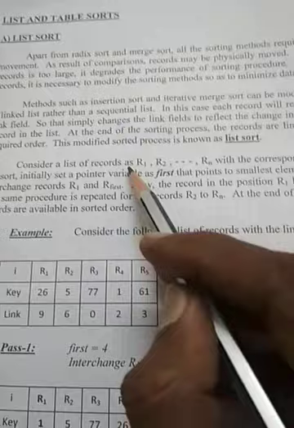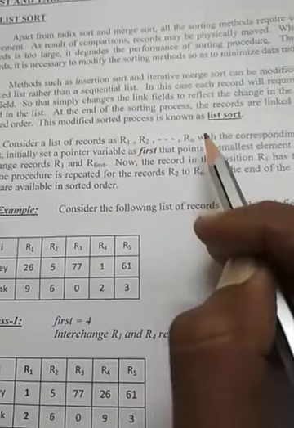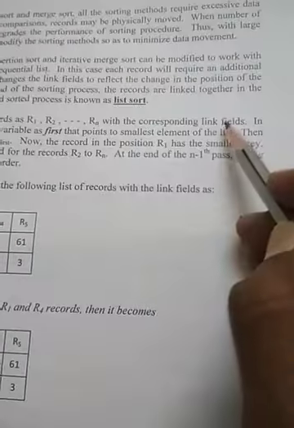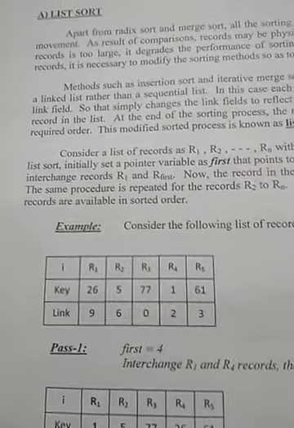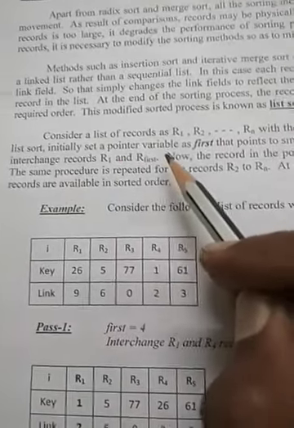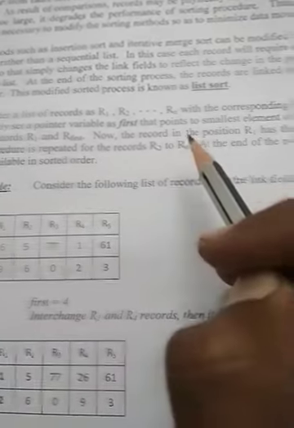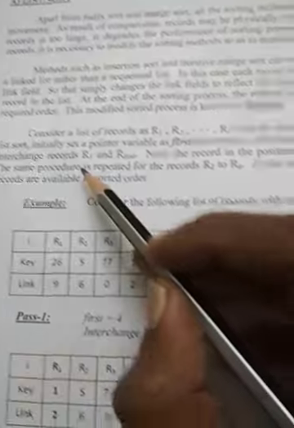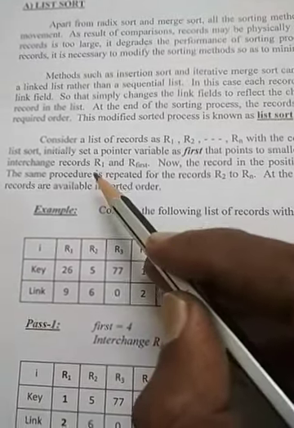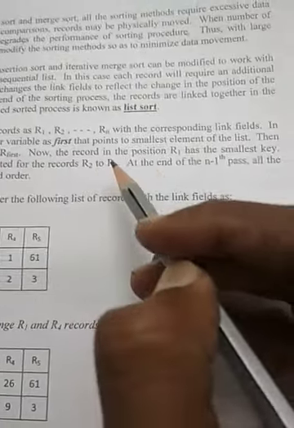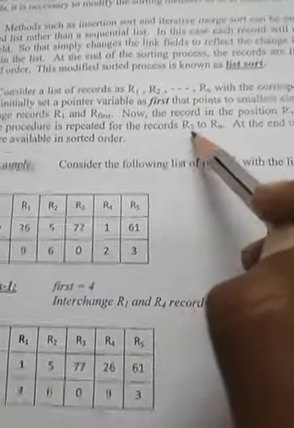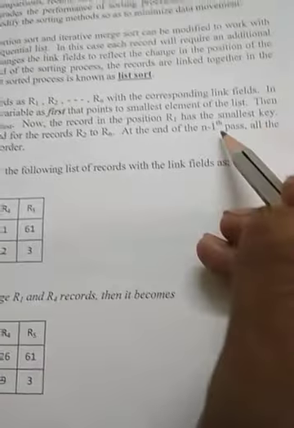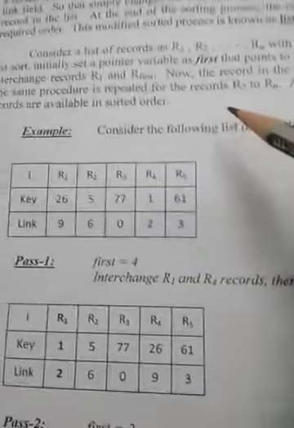Consider a list of records R1, R2 to Rn with the corresponding link fields. In list sort, initially set a pointer variable called first that points to the smallest element of the list. Then interchange the records that are present in R1 and R first. Now the record in the position R1 has the smallest key. The same procedure is repeated for records R2 to Rn. At the end of the n-1th pass, all the records are available in sorted order.